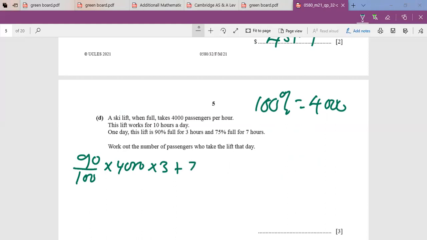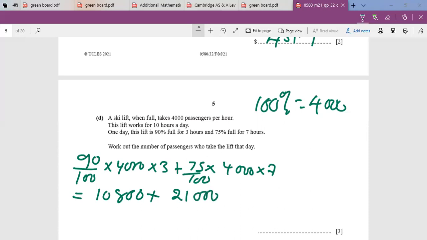So 75 over 100 multiplied by 4,000 times 7 hours. What is the amount that you are going to get? When you work out this part, you get 10,800, plus when you work out this part, you get 21,000. So this will give you 31,800. All right? So this is the amount.